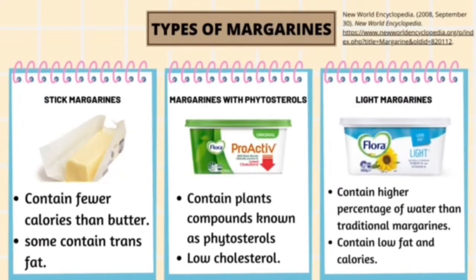Stick margarines. Stick margarines contain fewer calories than butter, and some stick margarines also contain trans fat. Next, margarines with phytosterols. Margarines with phytosterols contain a plant compound known as phytosterols, and this type of margarine is also low in cholesterol. Lastly, light margarines. Light margarines contain a higher percentage of water than traditional margarines. It also contains low fat and calories.